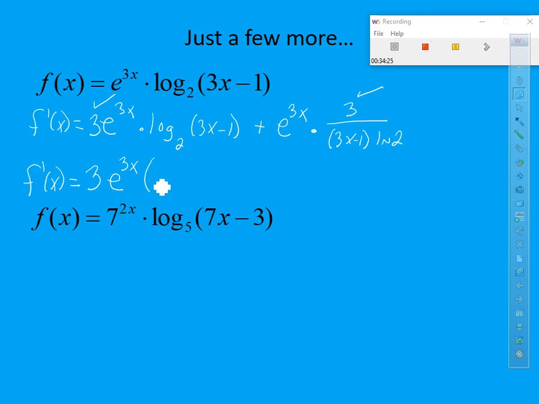Out of your first term is going to be log to the base 2 of 3x minus 1. Out of your second term, I've taken that 3 away, I've taken that away, I'm going to have the fraction 1 over 3x minus 1 natural log of 2. Normally we wouldn't leave a fraction inside there, but in this case we're going to. So guys, that's the last section. Those are the last derivatives that I will teach you this year.